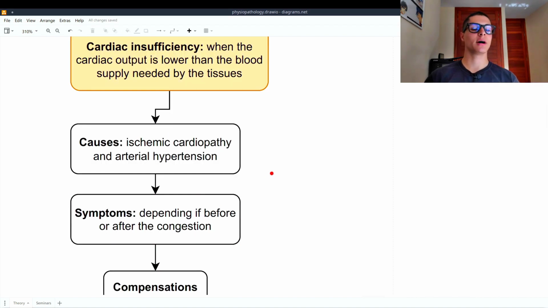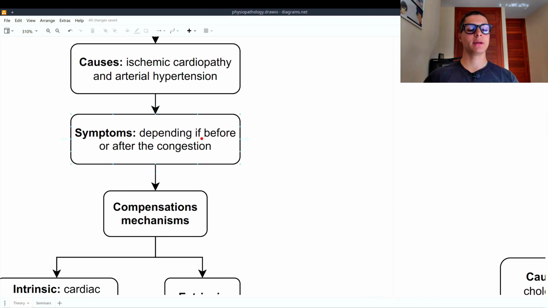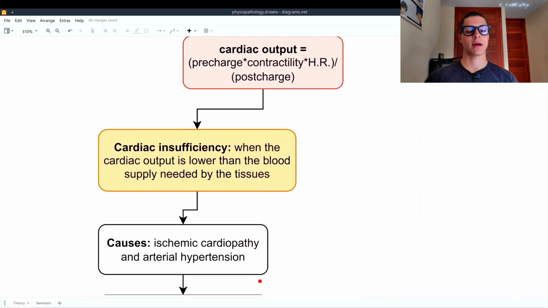Causes of this cardiac insufficiency: ischemic cardiopathy and arterial hypertension. Symptoms depending if before or after the congestion. So basically the symptoms depend on the congestion, where it is located, if it is before or after the heart, for example. If it is right after, it will affect the post-charge. If it is before, it will affect the pre-charge.